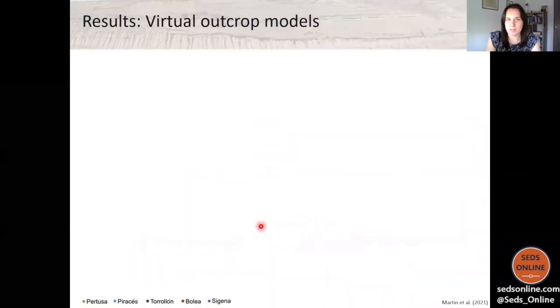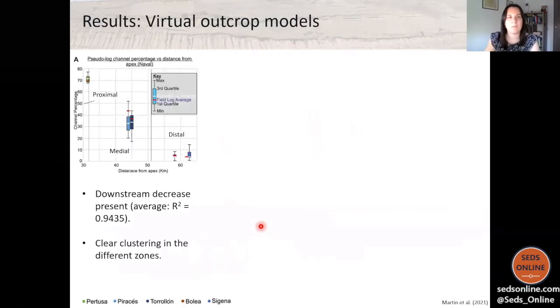Now we can look at the virtual outcrop model. In terms of number of sites, we have fewer sites, but at each site, we have more than one sedimentary log. We have these pseudo logs, and we can have anywhere between 5 and 30 logs at each location, depending on the size of the outcrop. Now for the channel percentage, we can see, again, a really nice downstream trend. The red lines in here let us know the field average. The white lines are the pseudo log average. So we can start to see how the data sets compare.